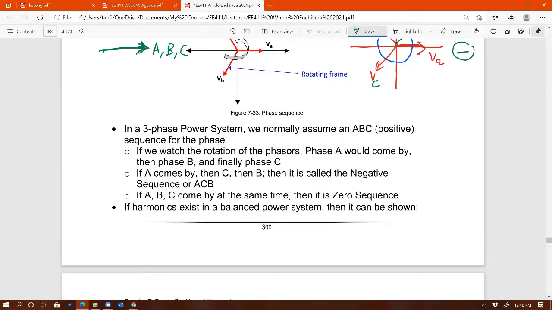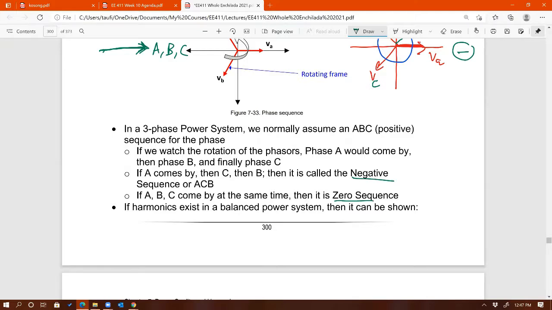So in a three-phase power system, we normally assume an ABC sequence, or positive sequence. If we watch the rotation of the phasors, phase A would come by first, as I explained earlier, then you get ABC. If you have the other order, then you have ACB. And then if they all rotate at the same time at the same angle, that's zero sequence. Okay, so positive, negative, and zero sequence.